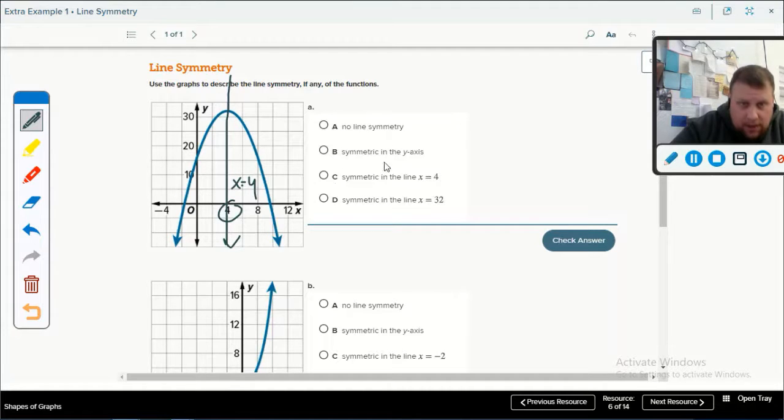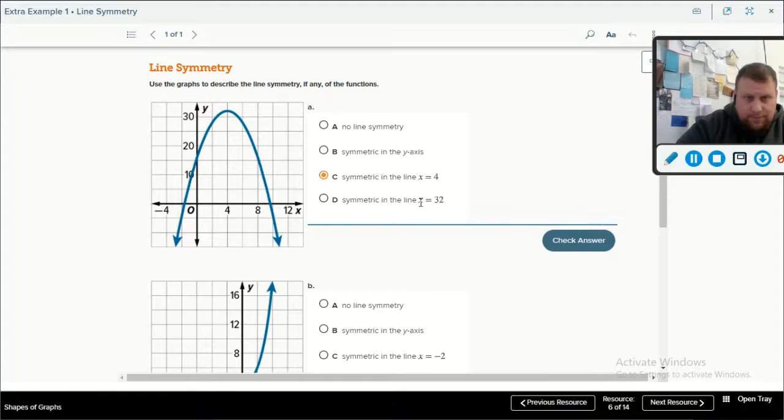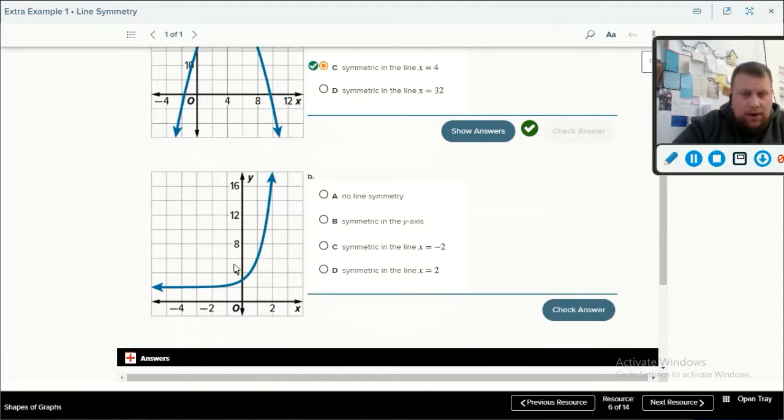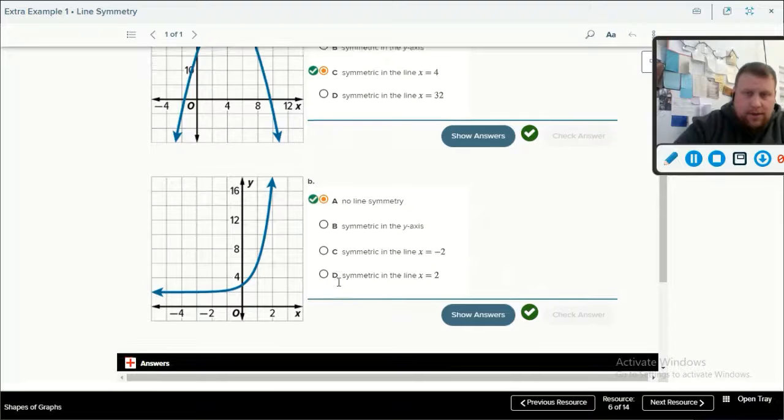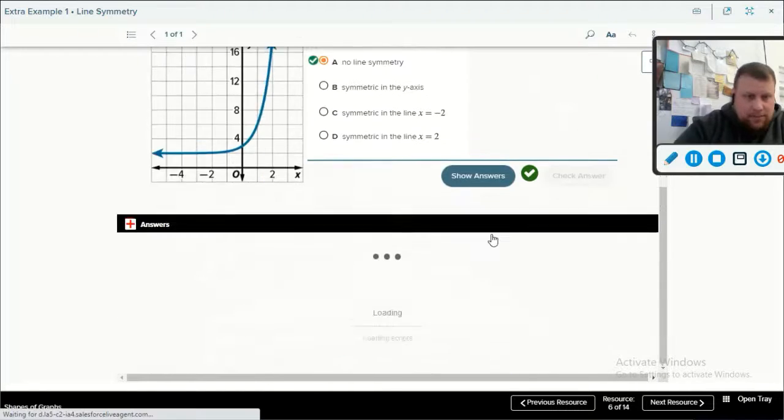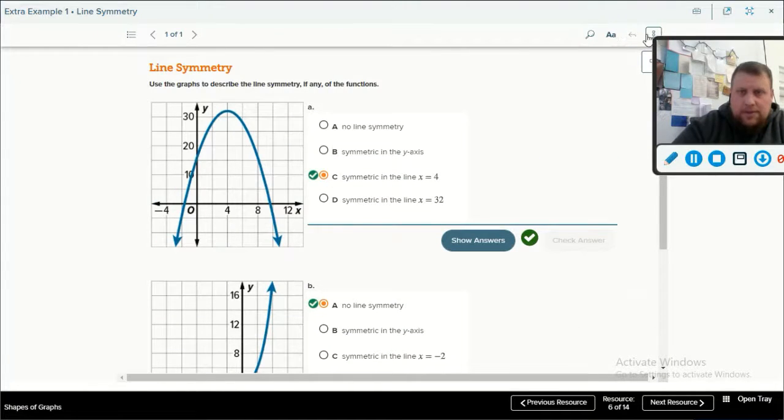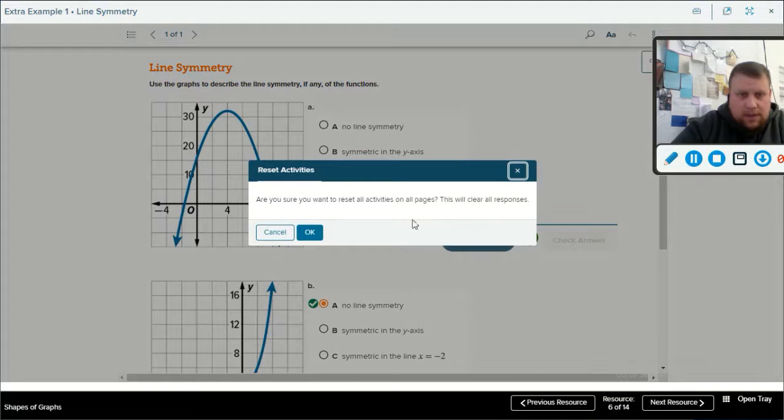So what are we going to say here? Symmetric in the line x equals 4. Boom, right there. How about right here? No, there is no straight up and down line I can draw, so no line symmetry there. There you go. Awesome. Is there anything we want to talk about? Nope, just answers. So let's go ahead and reset this for future.